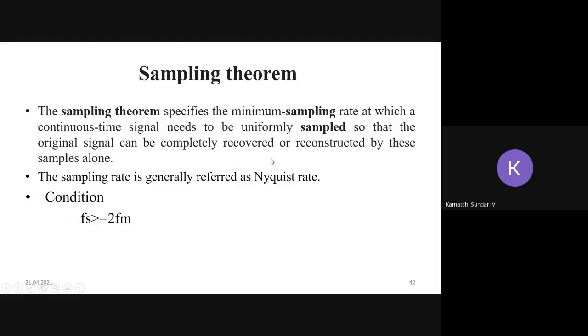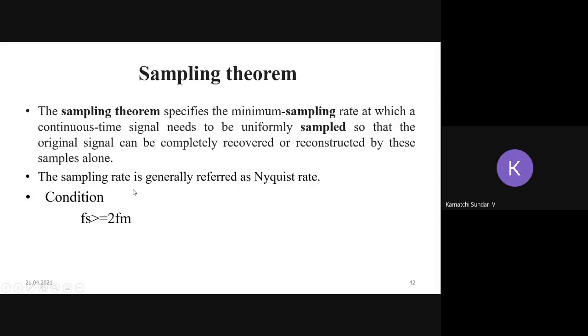And here, for doing this, we have the sampling theorem. It specifies the minimum sampling rate at which a continuous time signal needs to be uniformly sampled so that the original signal can be completely recovered. This is very, very important: completely recovered. There should not be any loss while doing our recovery process. So it is completely recovered, or reconstructed, by these samples alone.